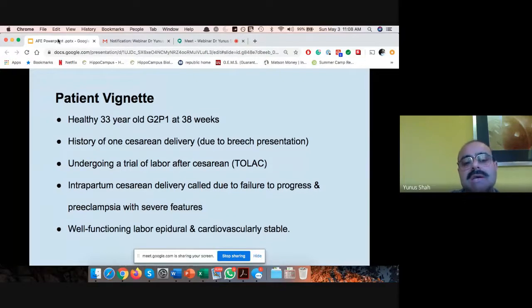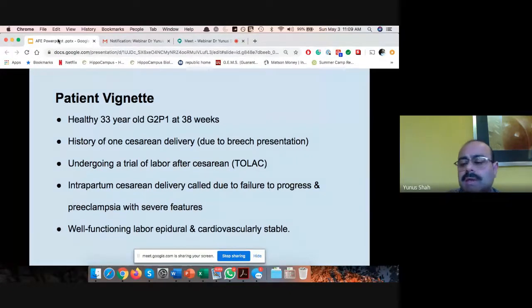In any case, she had a well-functioning labor epidural and was cardiovascularly stable, even though she had some preeclampsia with this pregnancy, and preeclampsia with severe features. So intrapartum cesarean delivery was called because of a failure to progress. So her labor wasn't progressing like they thought it should, and her preeclampsia was also a comorbidity, and her blood pressures were quite high, but she had been relatively cardiovascularly stable otherwise.